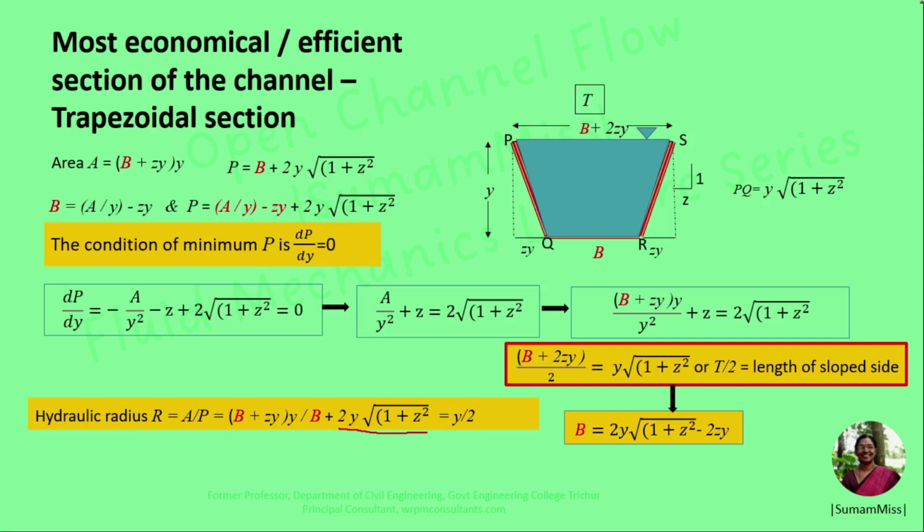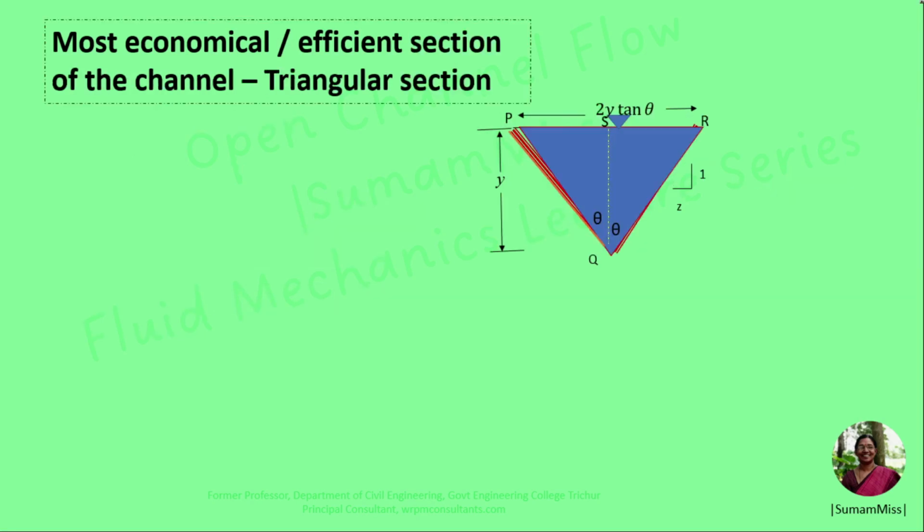In the next part, we are going to discuss the most economical or efficient section of a triangular section. The figure shows a triangular channel section. Side slope is given as z horizontal to 1 vertical and flow depth is given as y. Length ps is equal to y tan theta, which is equal to rs. So the top width pr is equal to 2y tan theta, which is ps plus rs, and the sloping side pq is equal to y sec theta.